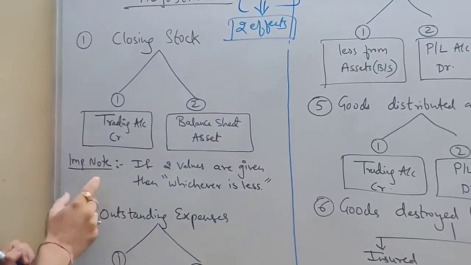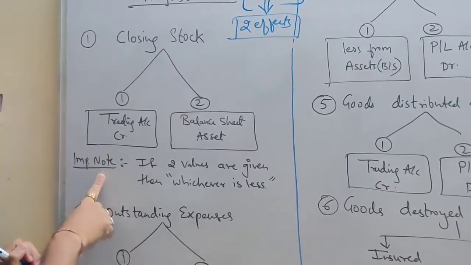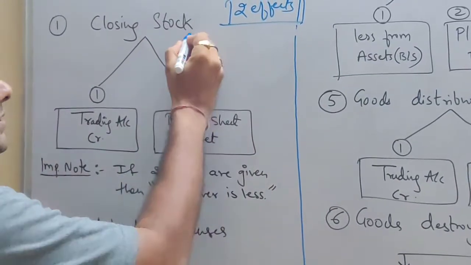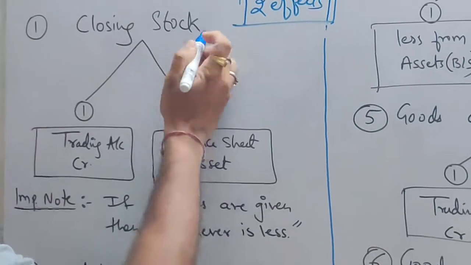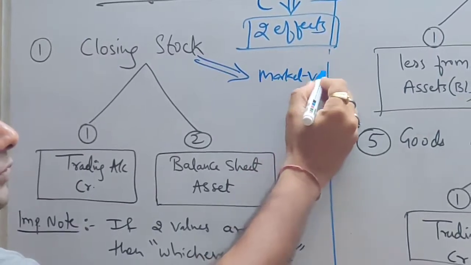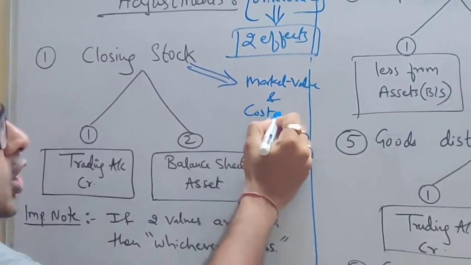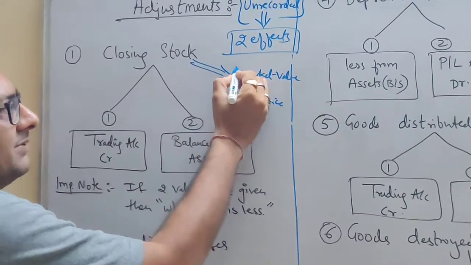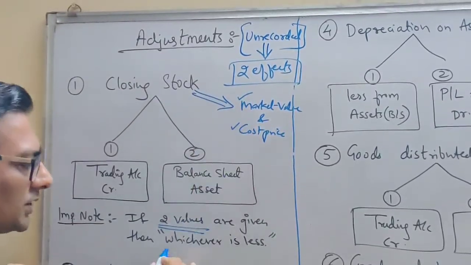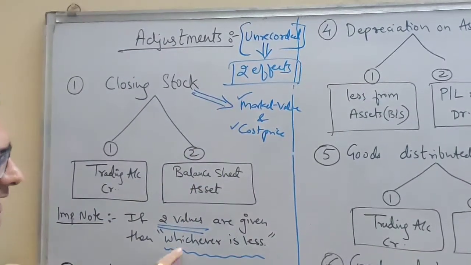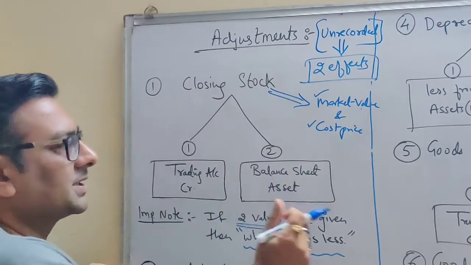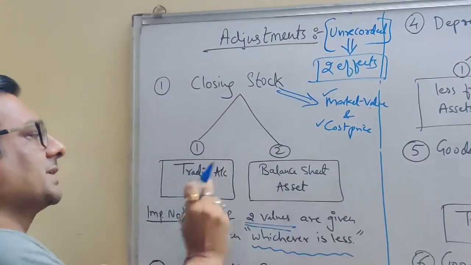Now an important thing, students, I want you to take down in your notebook. Important note: if two values are given, sometimes they will give you two values for closing stock. They will give you market value and cost price. So sometimes they will give you both the values. Market value, cost price. What does the rule say? The rule says whichever is less. If the market value is less, record that in both the places. If cost price is less, record cost price at both the places.